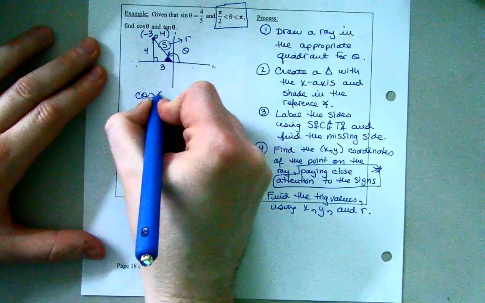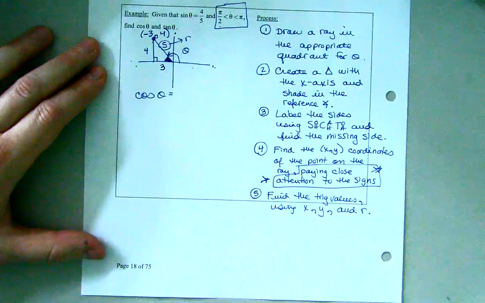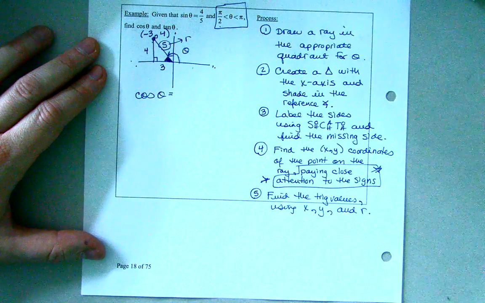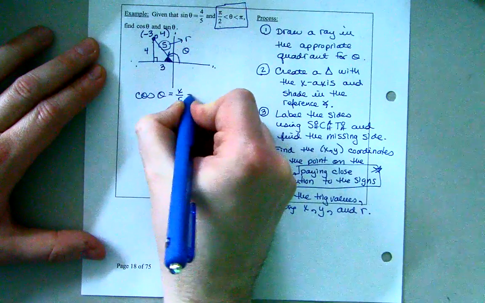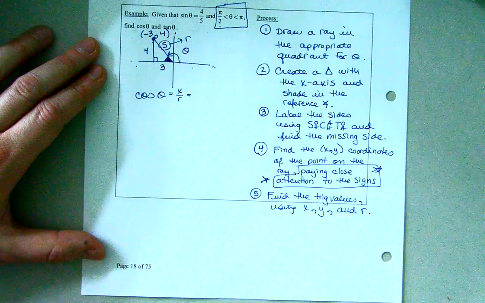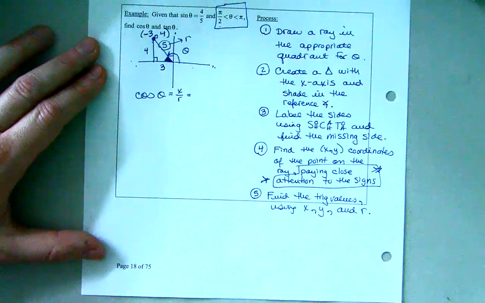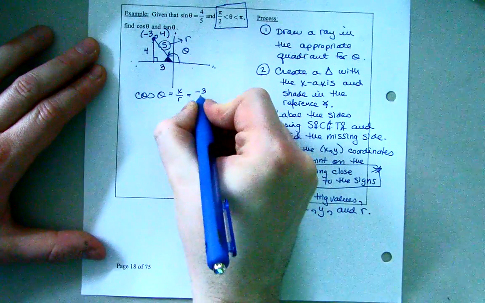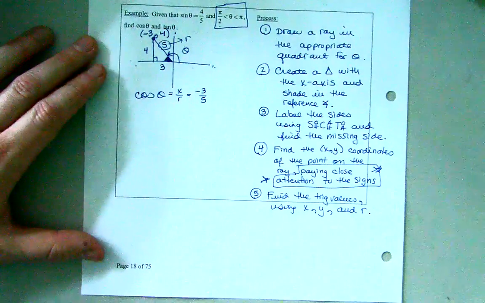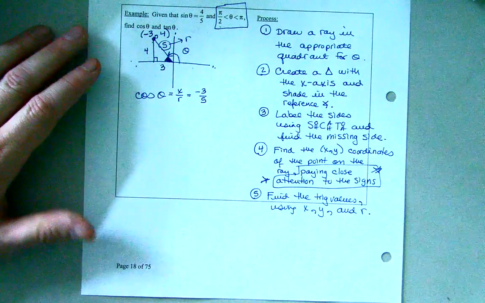I want to find the cosine of theta. What's the definition of cosine? Don't tell me adjacent over hypotenuse. X over r. So what is that here? -3 over 5. Do you see why I'm saying negative 3, Josh?